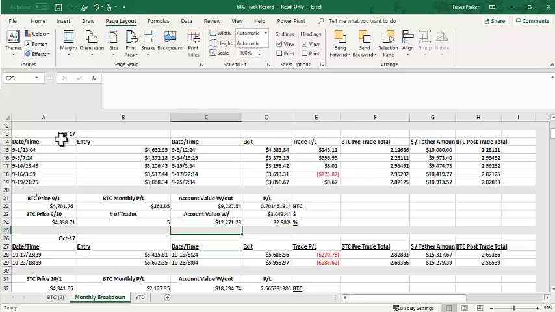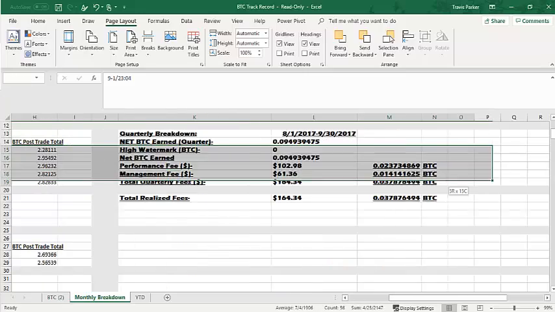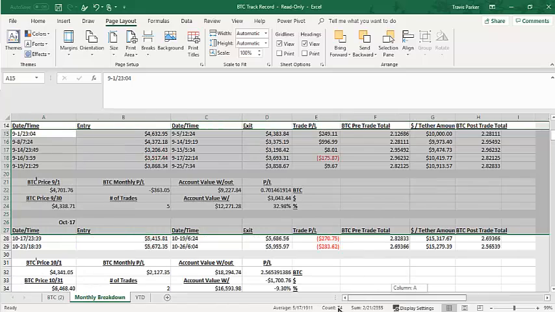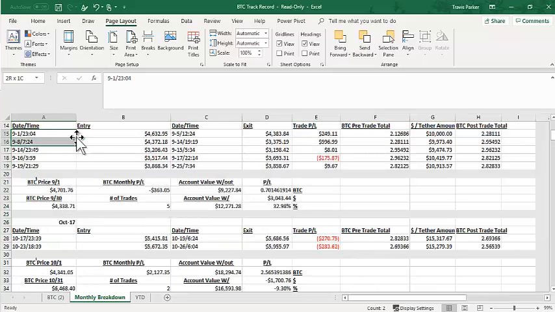It starts from September 2017, and what it does is a month-by-month breakdown. So for this month, it'll be the exact same stuff that we have over on the other page for the trades. You'll see the entry date, the entry price, exit date, exit price, the P&L for the trade, Bitcoin's pre-trade, Bitcoin's dollar amount, and then the Bitcoin's post-trade.